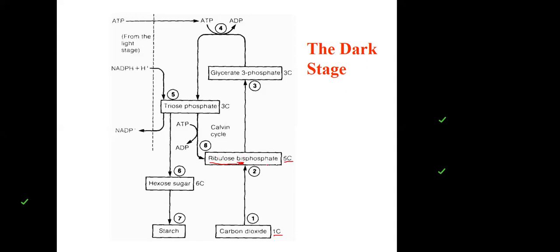So this ribulose bisphosphate reacts with carbon dioxide to form a 6-carbon compound. Now, 5 plus 1 is equal to 6. So you get a 6-carbon compound. But what happens is that this 6-carbon compound is very unstable. Okay, it means that it does not last. Within a short time of its formation, it breaks down into 2.